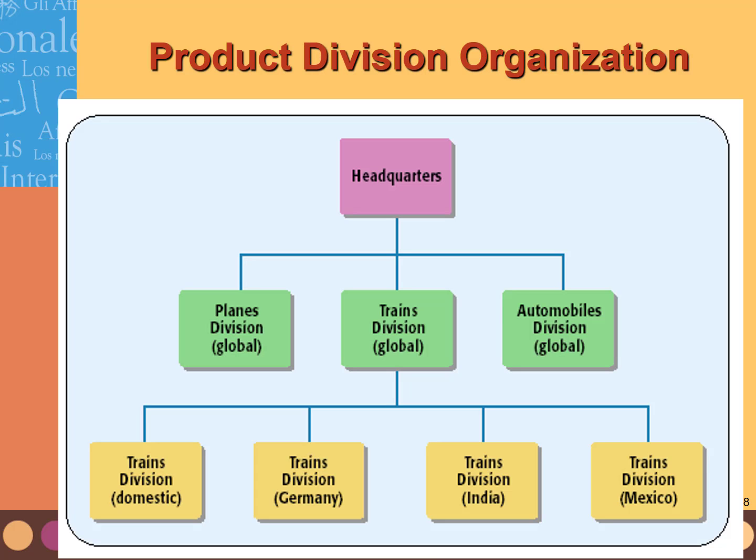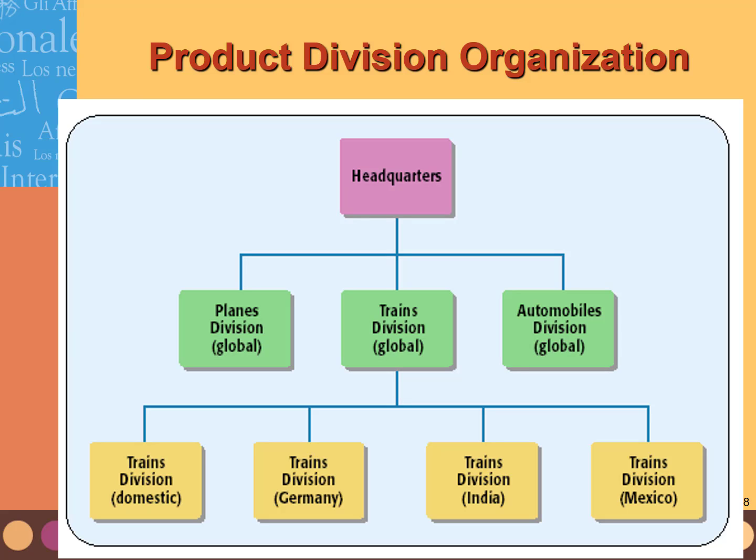Okay, so the next type of division we're going to talk about is product. This is the next form of organization for international business. Here, once again, you have your headquarters, and then you have your planes, trains, and automobiles. We're just going to look at the trains division, but planes and automobiles would have something similar. Under that, you have domestic trains, so the US trains, Germany trains, India trains, Mexico trains, and so forth. So once again, you divide by product.